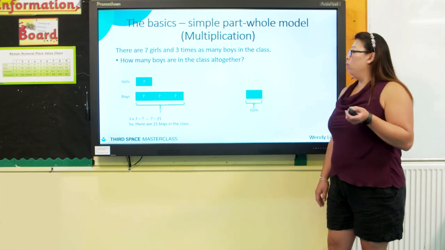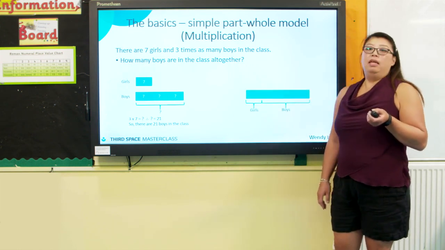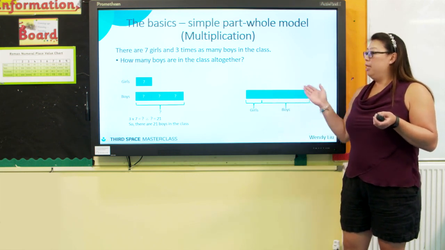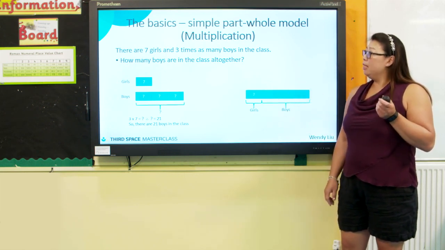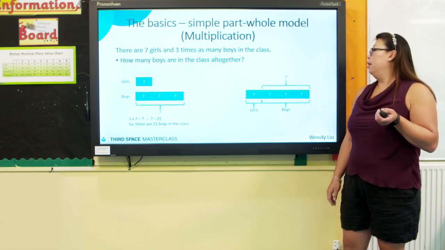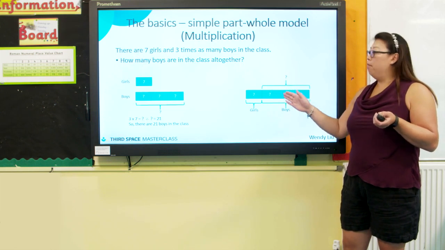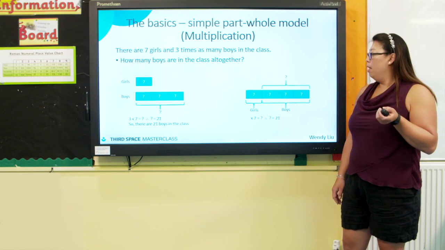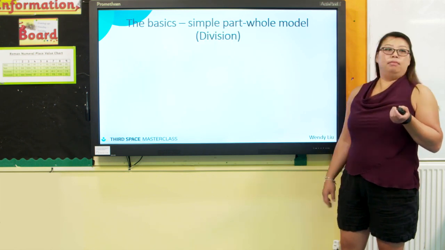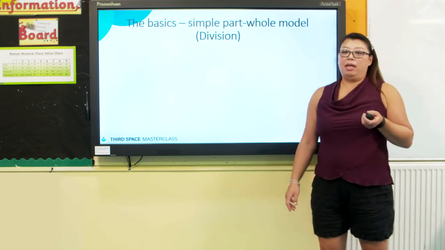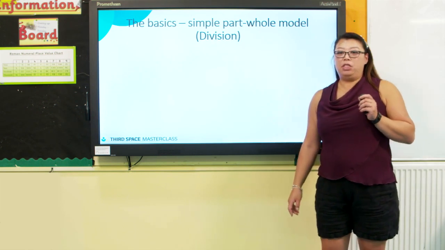So that's one type of model. The second type of model is the whole bar. So similarly, you've got the girls, you've got the 3 lots of boys. We know that there are 7 girls. We don't know how many boys, but we do know that each equal part represents 7. So therefore, the equation is again same, 3 lots of 7, which is 21. Right. Next one we're going to have a look at is the part-whole model to do with division.